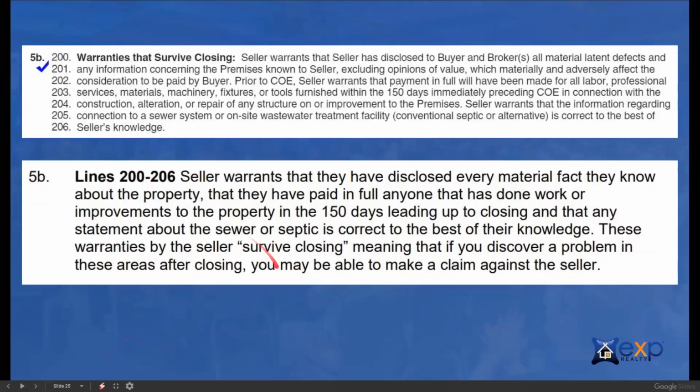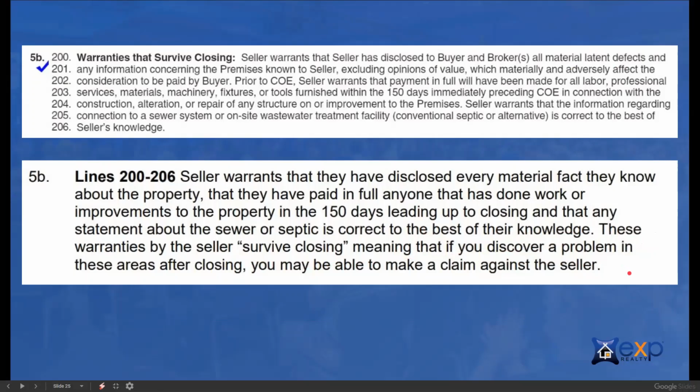I explain that with the words, seller warrants that they have disclosed every material fact they know about the property, that they've paid in full anyone that has done work or improvements to the property in the 150 days leading up to the closing, and that any statement about the sewer or septic is correct to the best of their knowledge. These warranties by seller, quote, survive closing, meaning that if you discover a problem in these areas after closing, you may be able to make a claim against the seller. Does everybody understand that phrase, that they survive closing, by that statement?